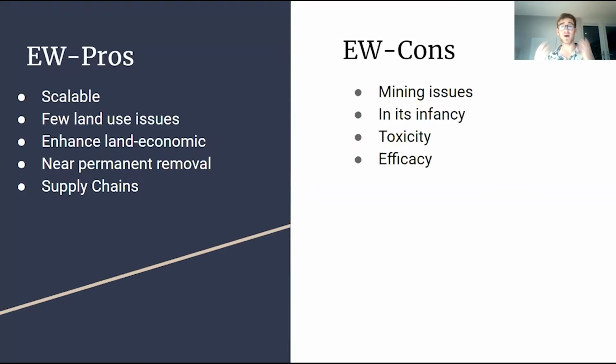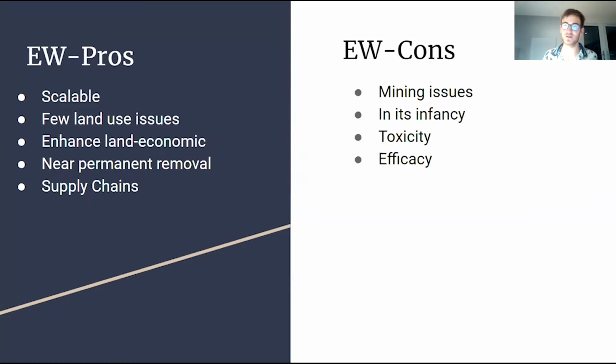Supply chains, i.e. mining, exist already. It's one of the largest human impacts on the environment, and therefore it's not inconceivable we could mine rock on the scale that we need to do for enhanced weathering. And the removal, because it's stored as rock, is almost permanent, essentially. At least on the timescales we're talking about, it's essentially permanent removal of CO2.